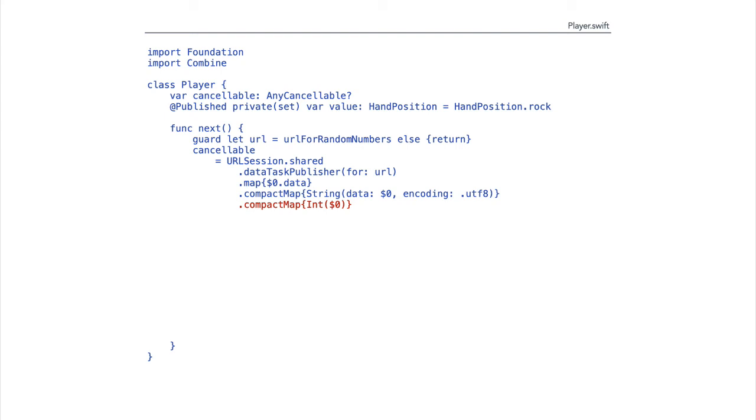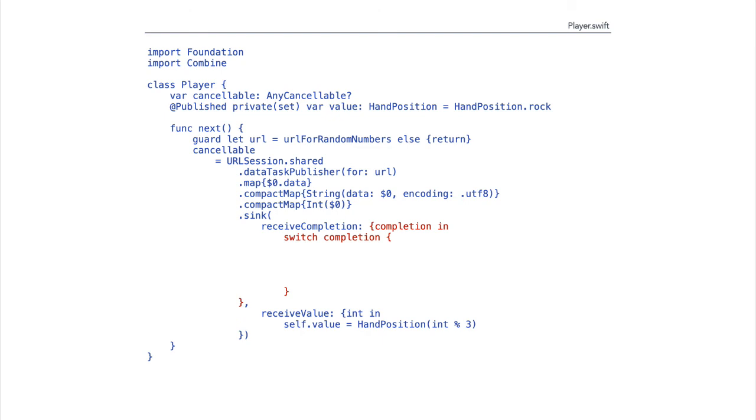Because it can fail for several reasons, I now need to use a more complicated version of sink. Sink could either end when I receive a completion or when I receive a value. So if I receive a value, it's going to be an int because I ended with a publisher of an int. So if I get a value, it's an int, and I take that int and I go ahead and use that hand position init to create a hand position from it, and I store it away in value.